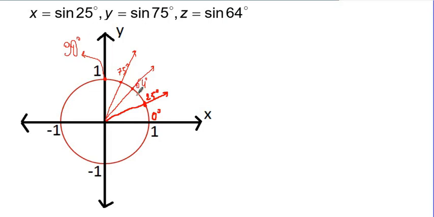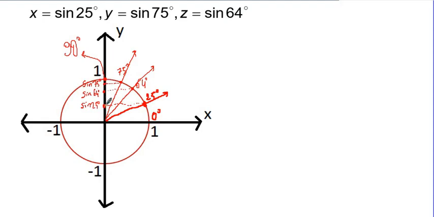And sine of 25, for example, is the y coordinate of this point. So let me get back to the y-axis. This is the y coordinate of this point, so this point is sine of 25. And sine of 64 is the y coordinate of this point, so this point is sine of 64. And how about this one? Sine of 75 is the y coordinate of this point, so this point is sine of 75, right?